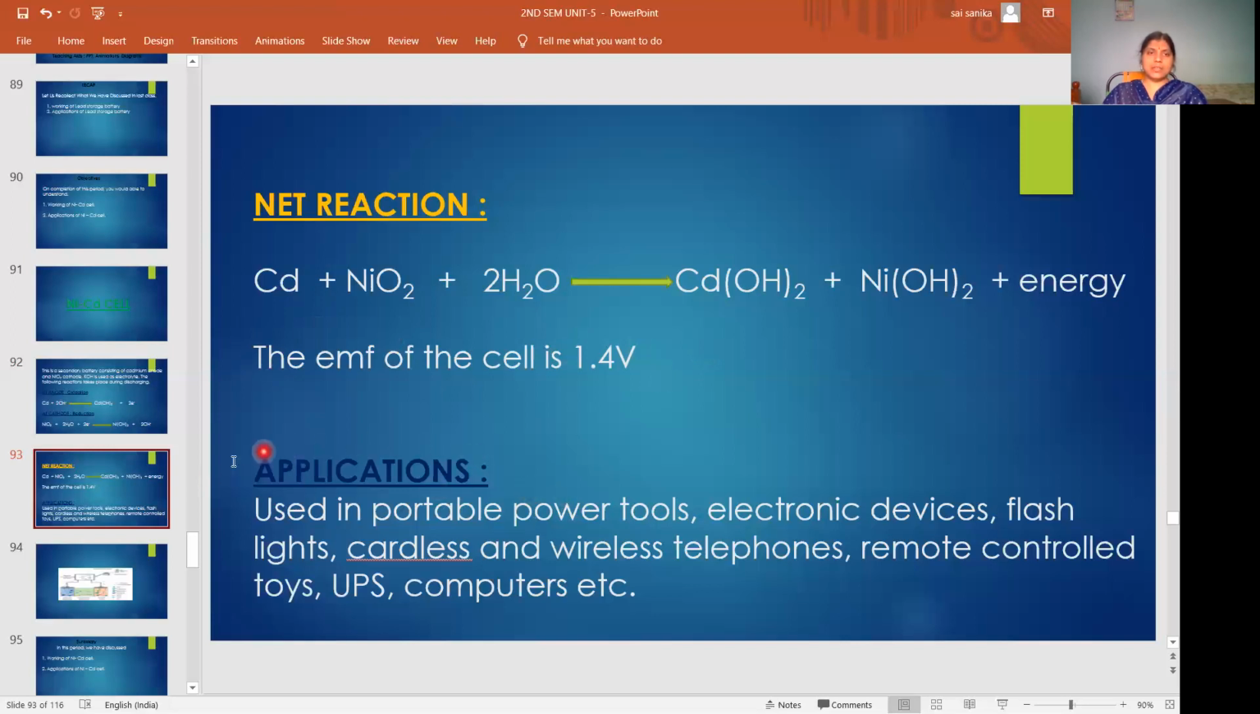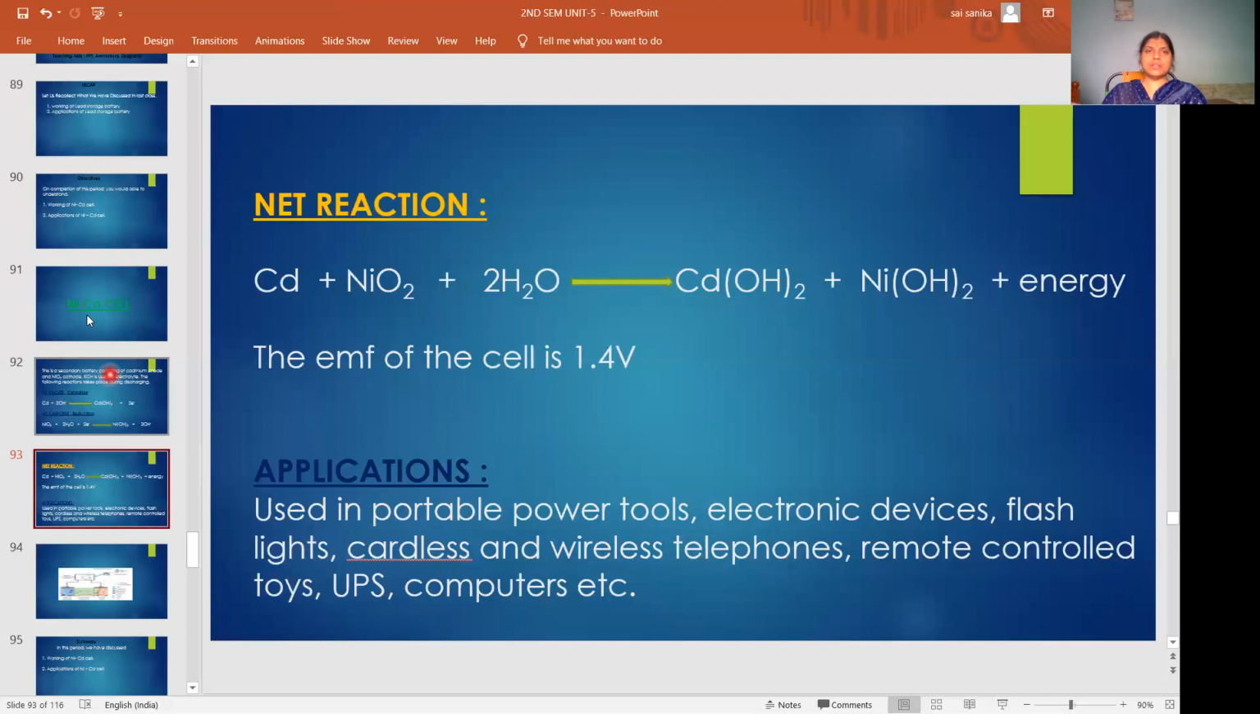Okay, then come to the applications. So where are these cells used? These are used in portable power tools, electronic devices, flashlights, cordless and wireless telephones, remote control toys, UPS, computers, etc. So these cells are used in many tools. So these are the applications of nickel cadmium cell.